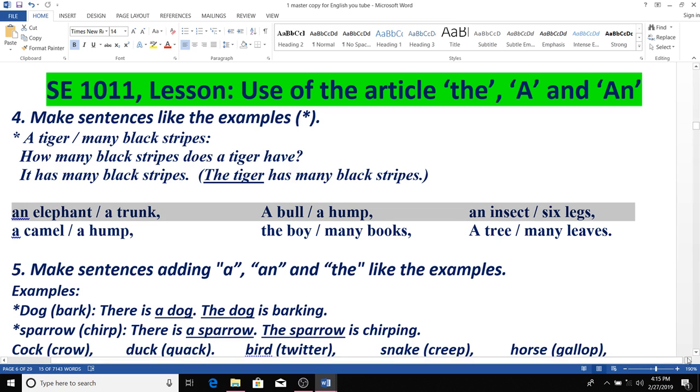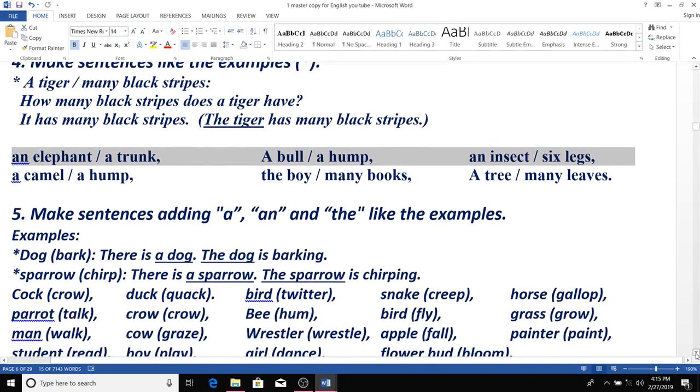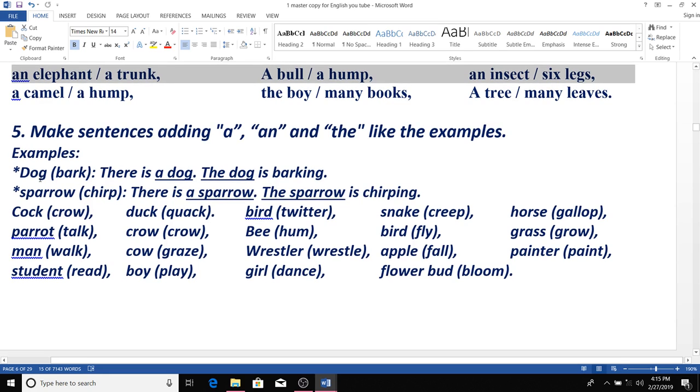Okay, let's go to the next sentence lesson. Here, there is a dog and the dog is barking, okay? In the first sentence, a dog, or an, a dog, okay? In the next sentence, the dog, okay? There is a dog and the dog is barking, okay?